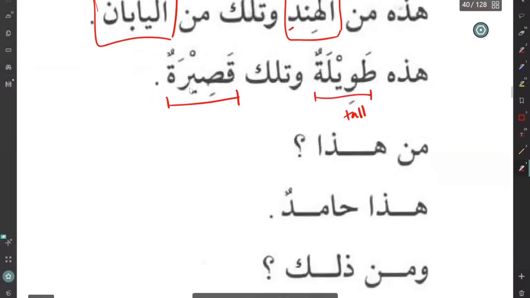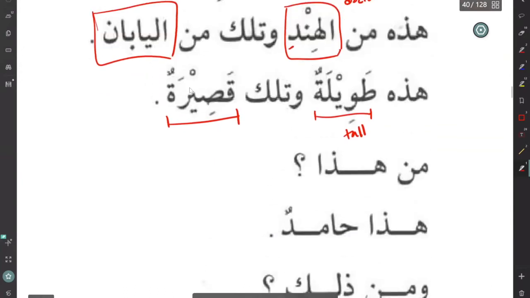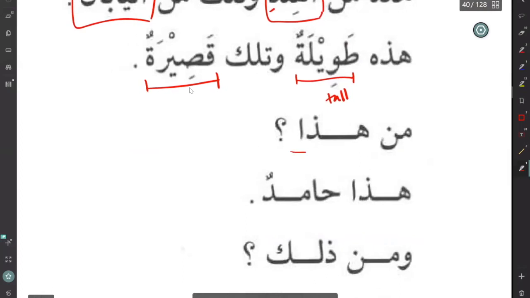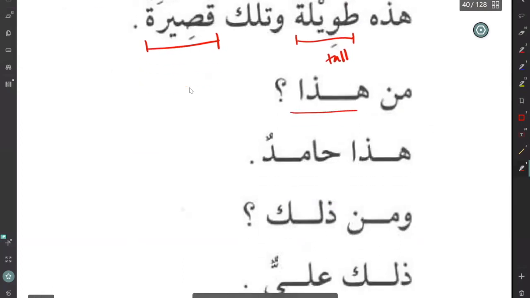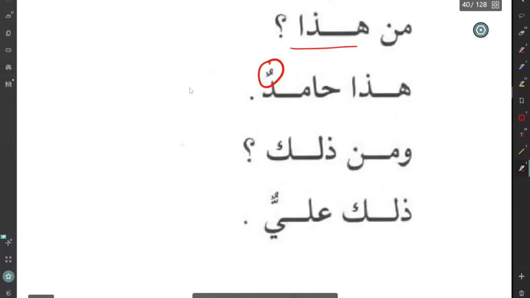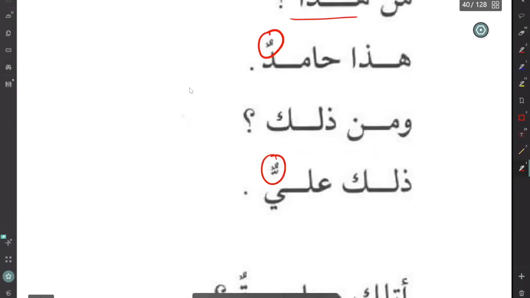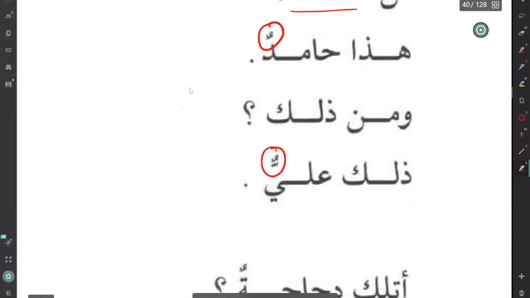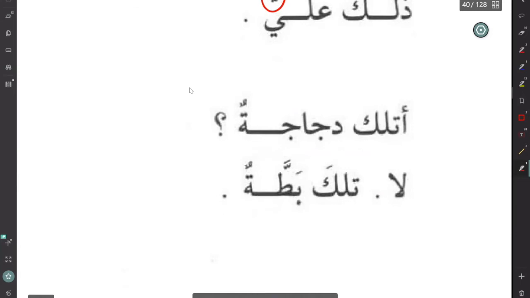Now, man hada. Okay, see the context, right? Now he's looking at a man, so he's just saying man hada. Hada hamidun. See, now the dun comes back. وَمَنْ ذَلِكَ عَلِيٌّ. Right? Now, أَتِلْكَ دَجَاجَةٌ. تِلْكَ is for what? Because dajaja is feminine. What is dajaja? You guys know? Yes, chicken.